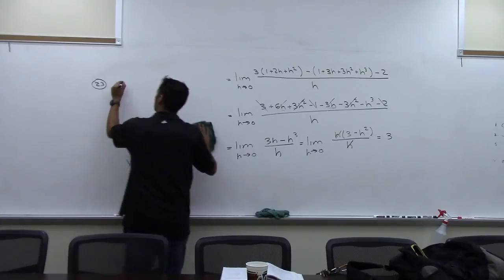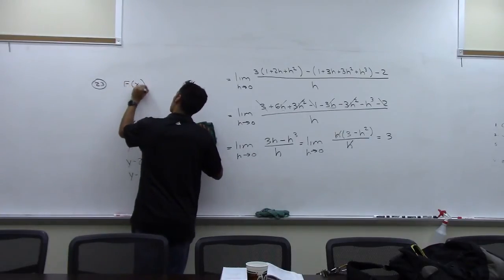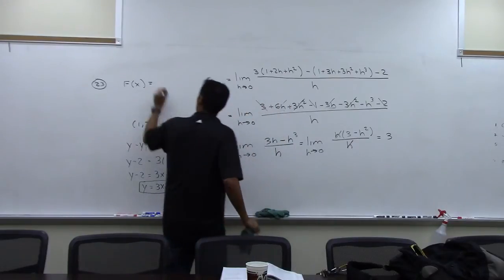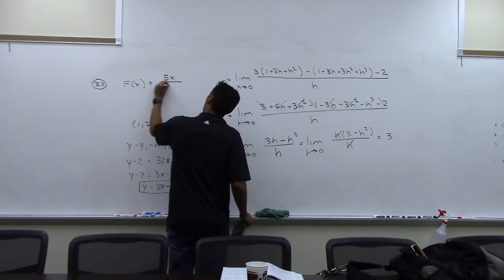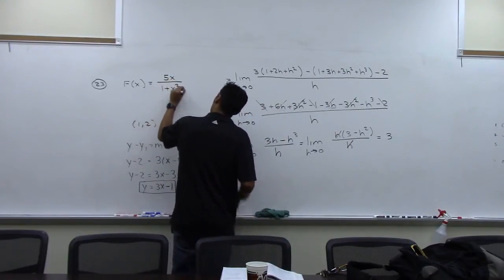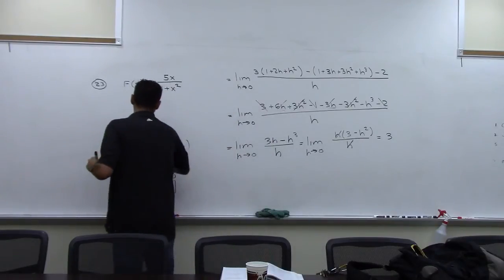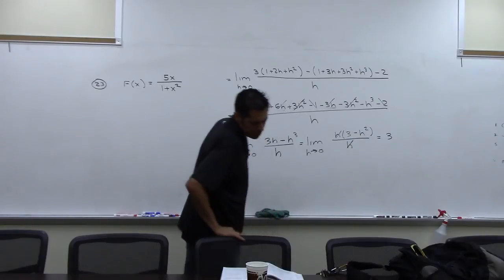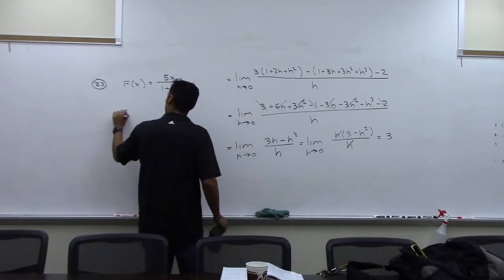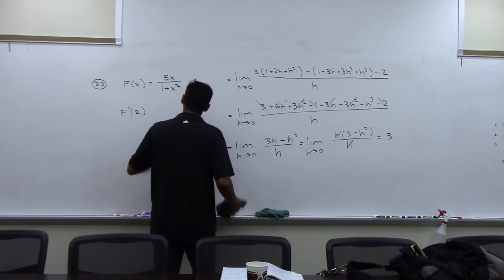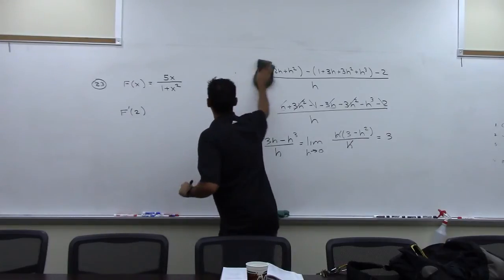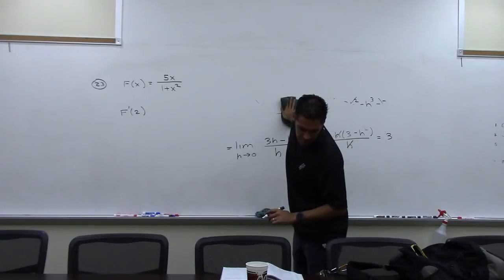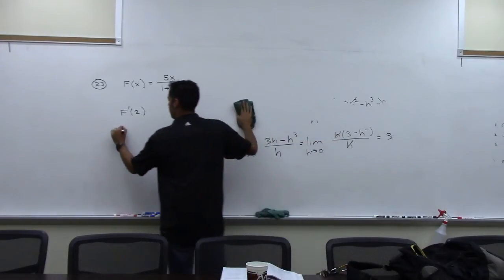They define a function capital F of x to be equal to 5x over 1 plus x squared. And they want to know what capital F prime of 2 is. So what's the slope of the tangent line at 2? And then they want to know the equation of the tangent line at the point 2, 2.